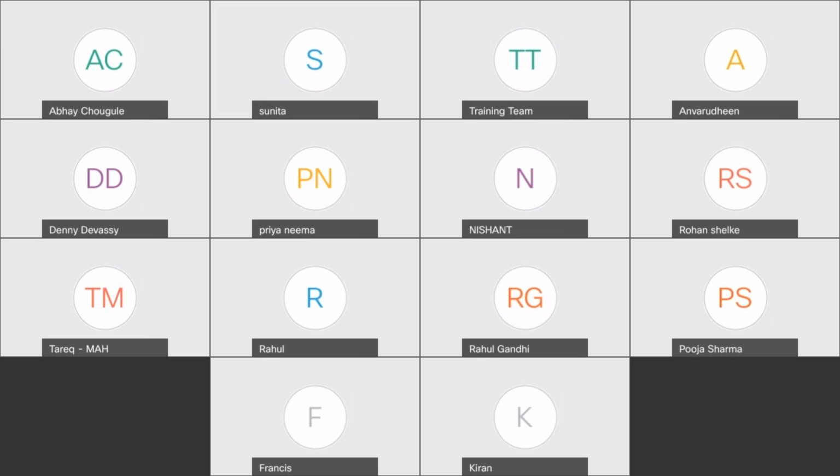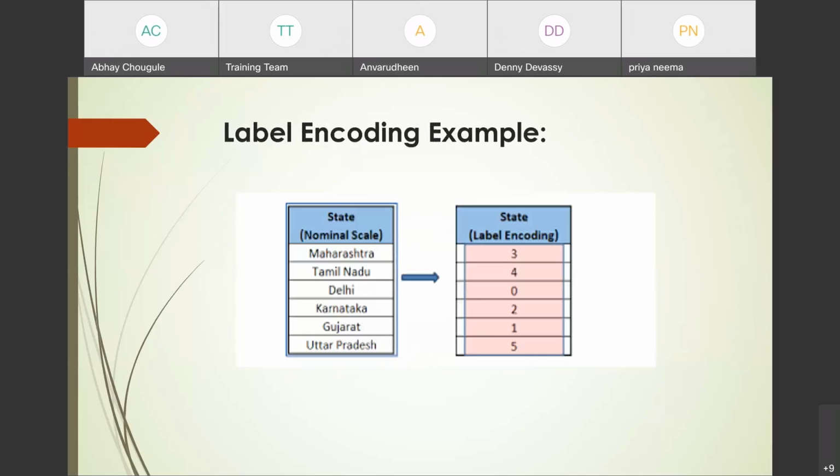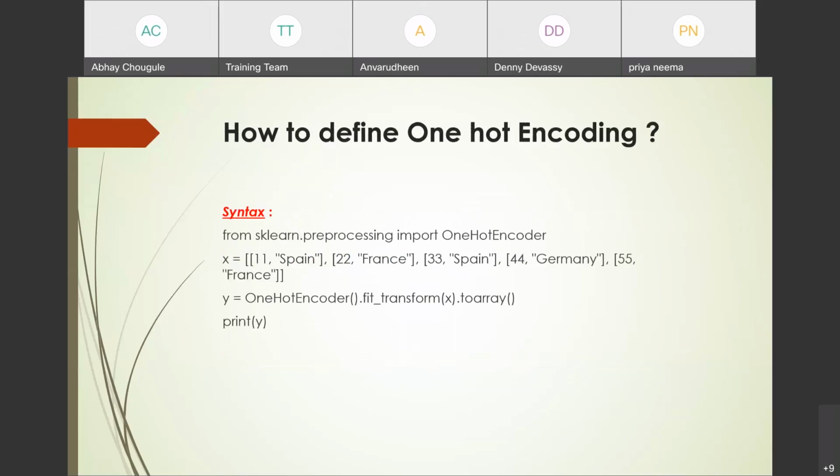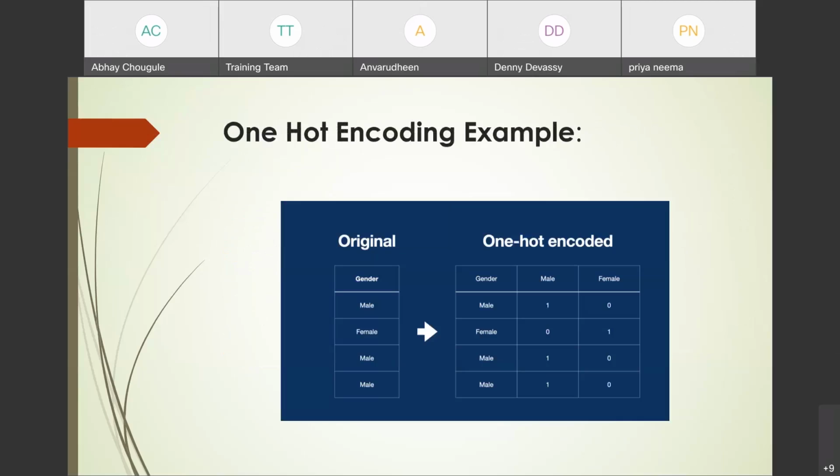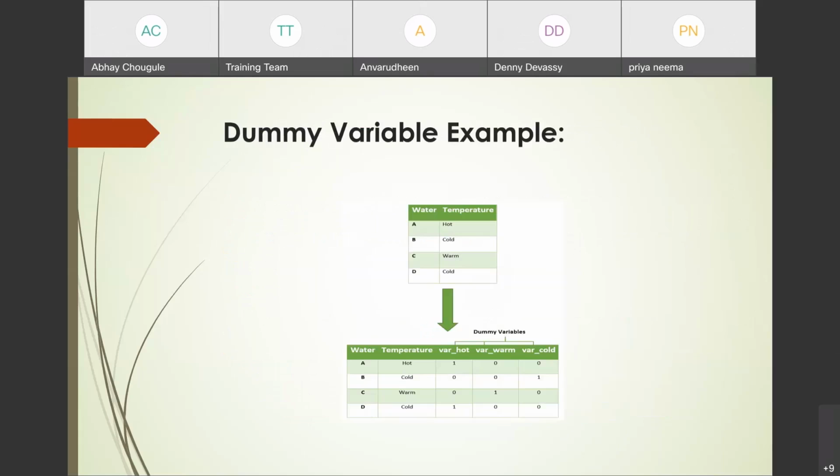See, label encoding we have done. Only one point is remaining, that is one hot encoding, right? This is one hot encoding, and in one hot encoding we have some interesting coding as well. This is a little bit tricky, but you will get to understand. And next, we have to work with dummy variables.